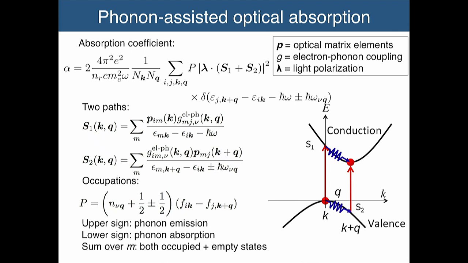And one more comment about this sum over m, the intermediate states. So you start from an occupied state, you go to an empty state. What should the m state be? Turns out it should be all states, both occupied and empty. So an electron can even go down in the valence band, and then be coupled to the conduction band. How is this possible? It's possible because this is just a virtual process. This is a mathematical process that, for convenience, we draw this way. In practice, the intermediate state does not have to conserve energy and doesn't even have to be occupied or empty. Good question.